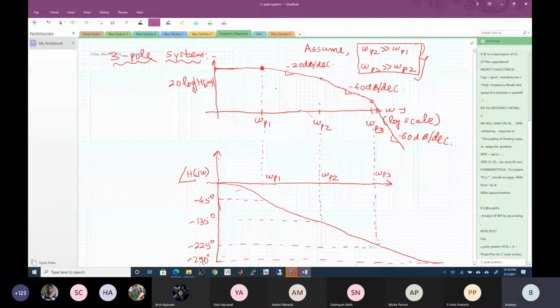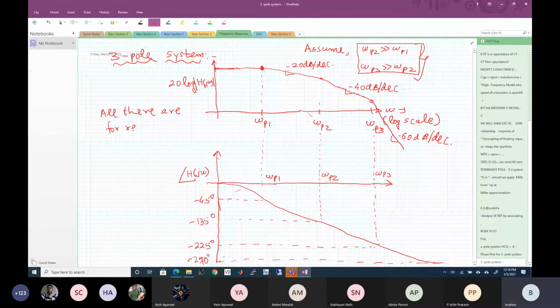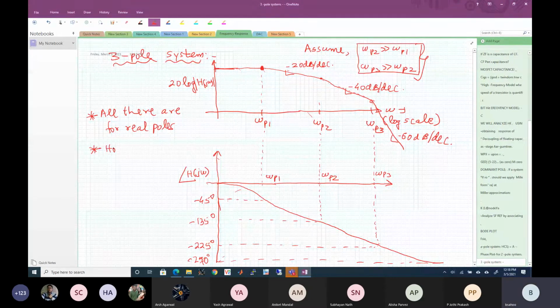Okay. So now all these we have talked about are real poles. All these are for real poles. How would the Bode plot look when there are complex conjugate poles?